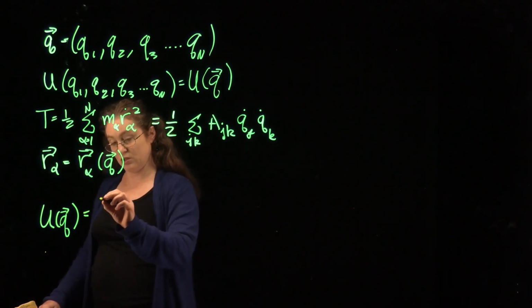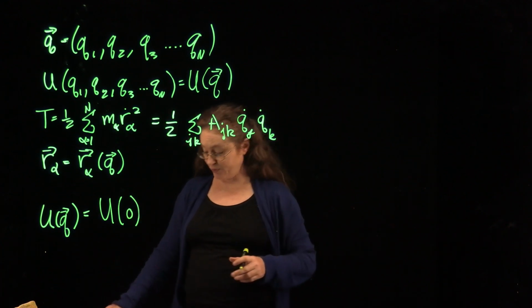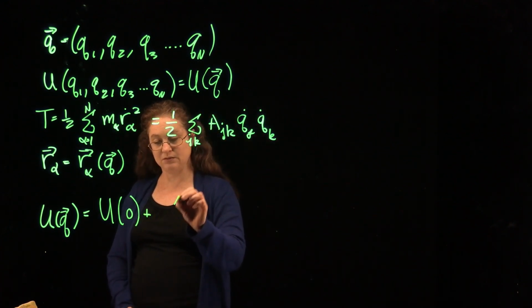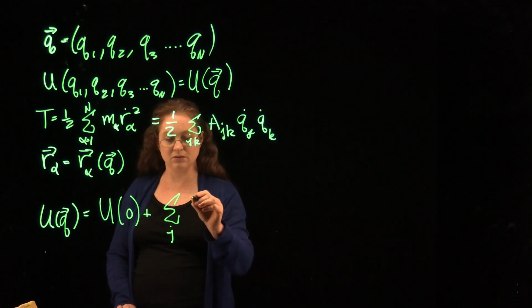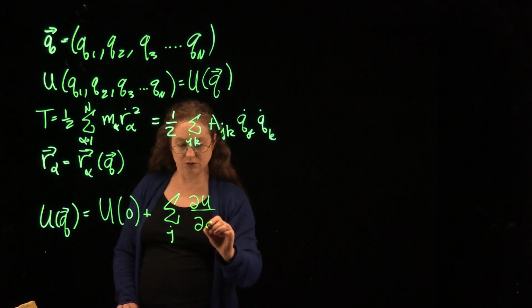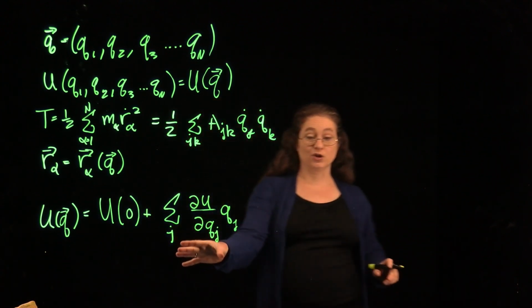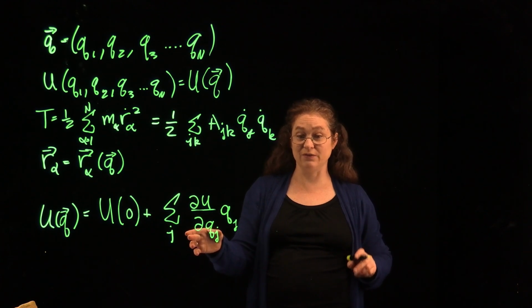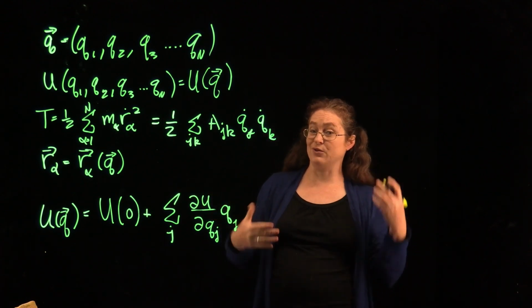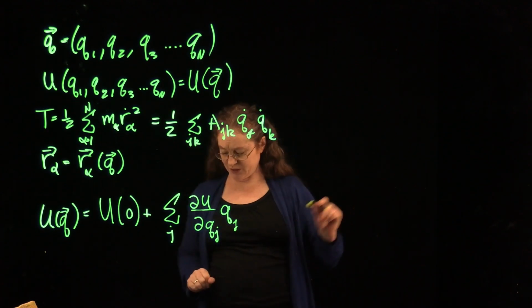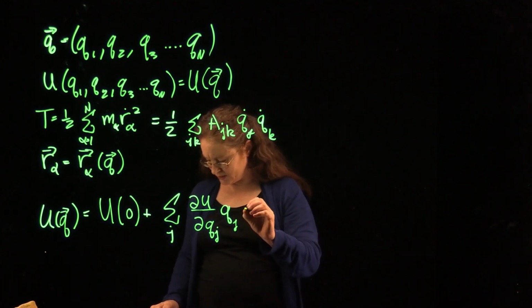We can write the potential as the potential evaluated at 0, where this is now our equilibrium position, plus the sum over all of the different Q_j, partial U, partial Q_j, times Q_j. This is just the first term in the Taylor expansion. This is taking the first derivative and multiplying it by the variable minus the variable at equilibrium, except now the variable at equilibrium is 0 because we have chosen Q equals 0 to be equilibrium. A good physicist is a lazy physicist.